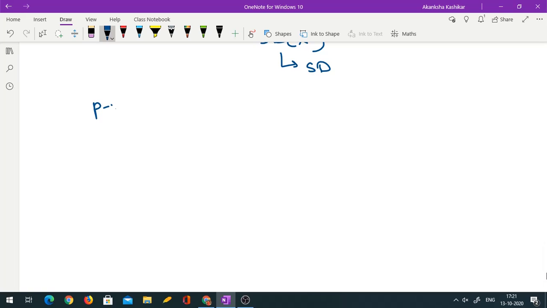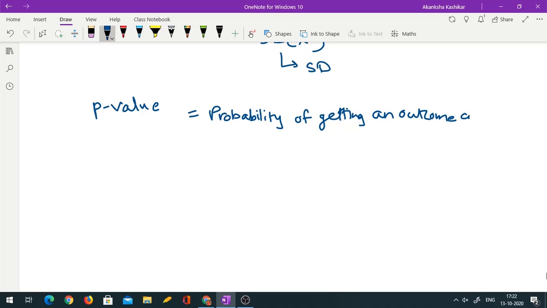Okay. There is another important concept called p-value. Whenever you carry out testing of hypothesis via software, you get something called the p-value. What is the p-value? P-value is of course some sort of probability. It is the probability of getting an outcome as bad or worse than the current sample if H0 were true.